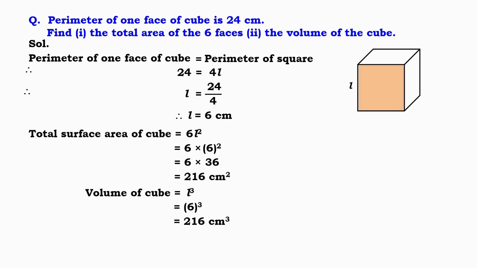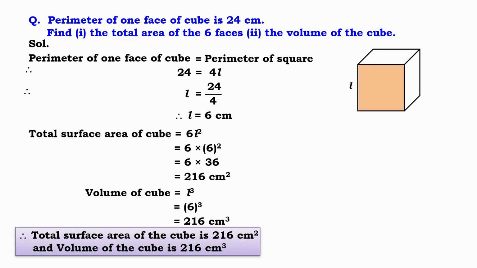For area it will always be centimeter square, and for volume it will be centimeter cube. So the final answer is: the total surface area of the cube is 216 centimeter square and the volume of the cube is 216 centimeter cube.